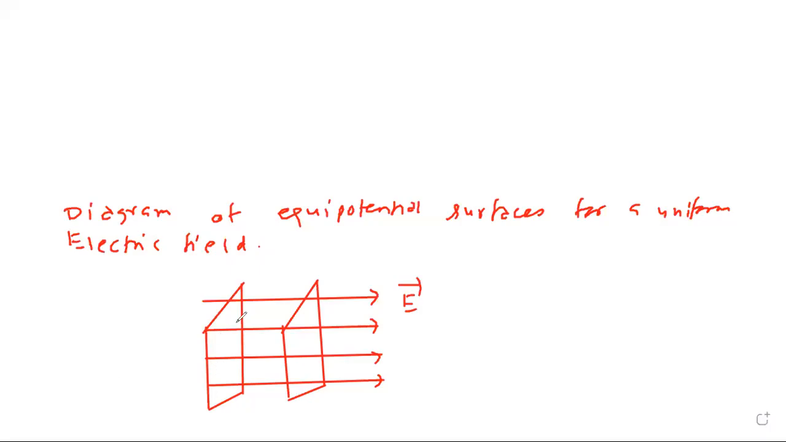Draw the diagram. Only the diagram can be asked. If field is uniform, draw the equipotential surface. Done. So today we stop here.